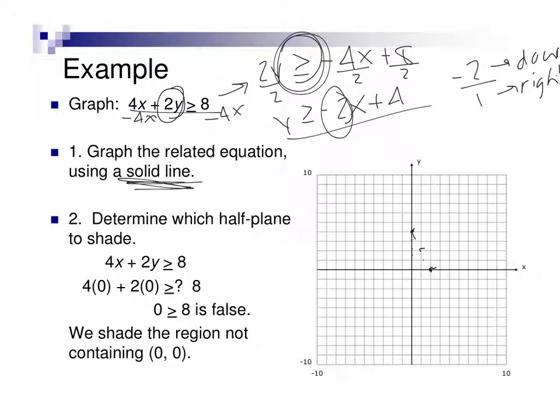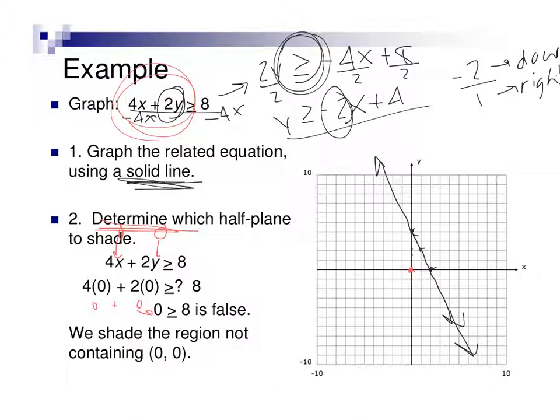So this one is going to, in fact, be a solid line that goes kind of up and down like that. Okay, so now again, we have to determine where to shade. The easiest point to pick is the origin. If I sub in 0 for x and y, going back to the original equation, I get 4 times 0 is 0, 2 times 0 is 0, and then 0 plus 0 is just going to give me 0.